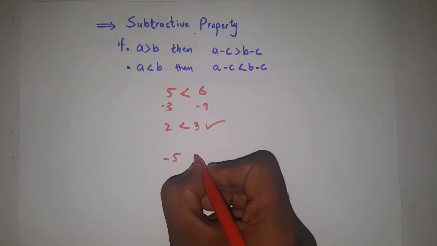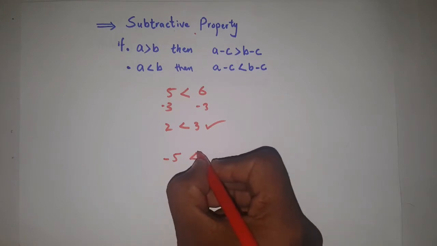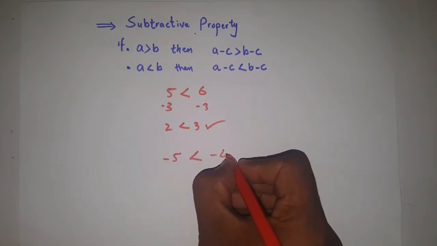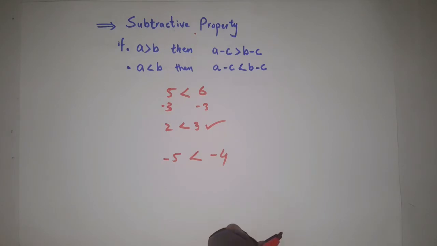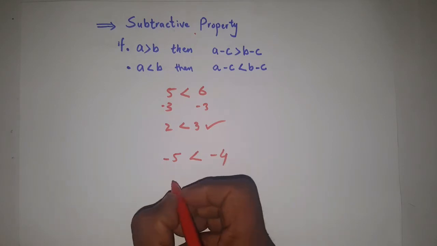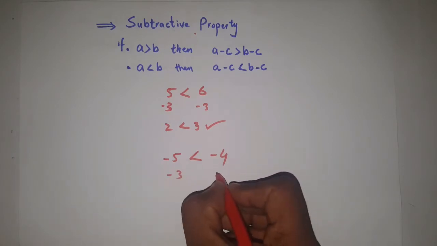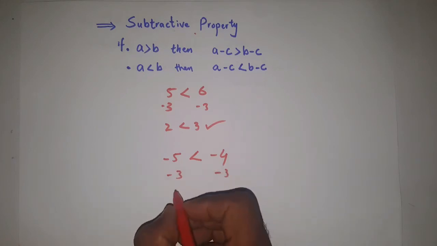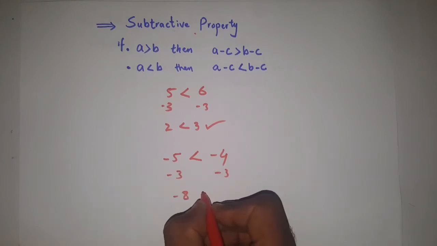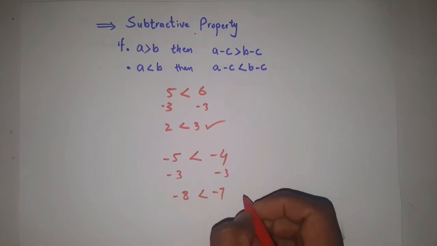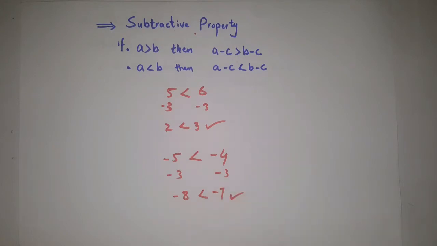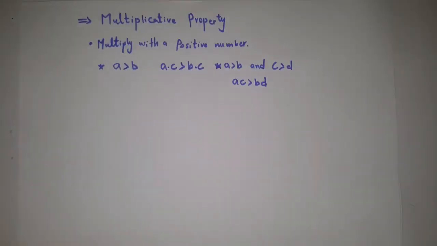Minus 5 is less than minus 4. If I subtract minus 3 on both sides, the answer is minus 8 is less than minus 7. This is true. The next property is the multiplicative property.